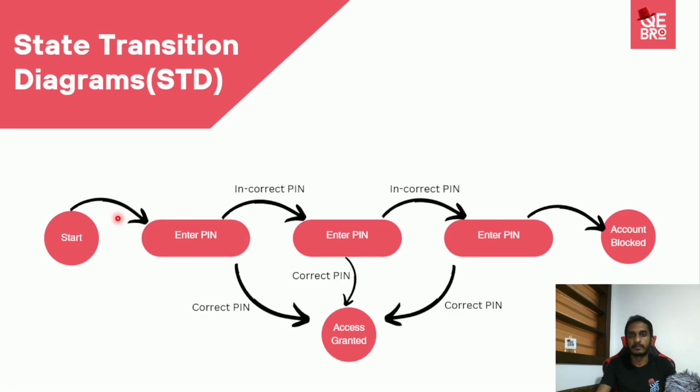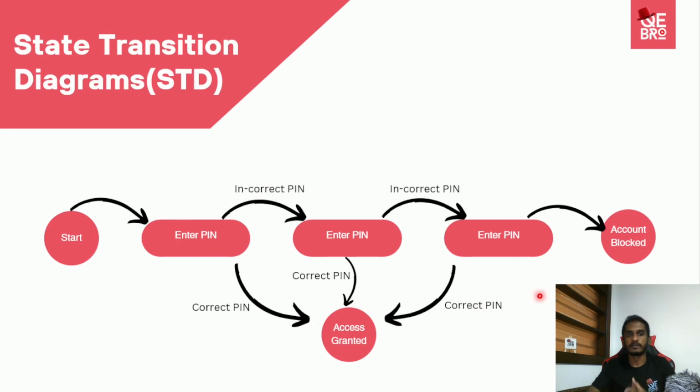Then, prompted first time incorrect, second time incorrect, and then third time correct. So that is the third test case. Then, first time incorrect, second time incorrect, and third time also incorrect pin, and the account gets blocked. So that is the fourth test case. So we can derive 4 test cases using this state transition diagram.